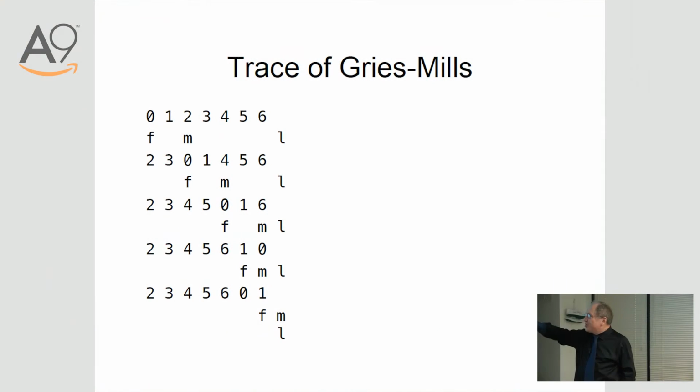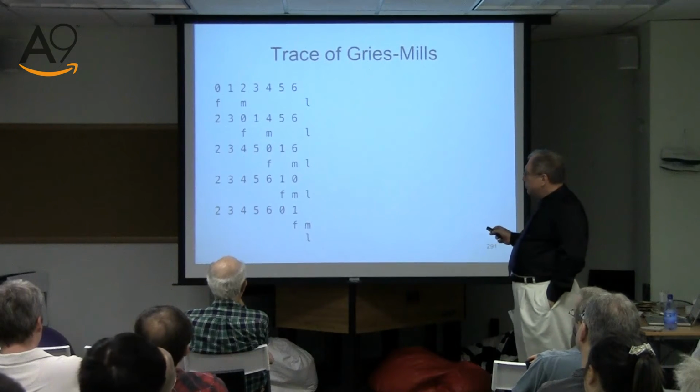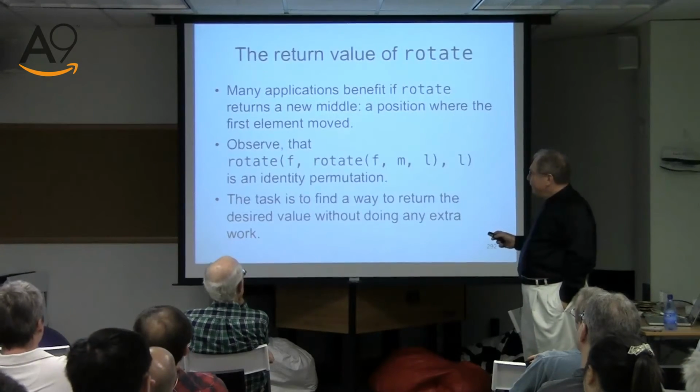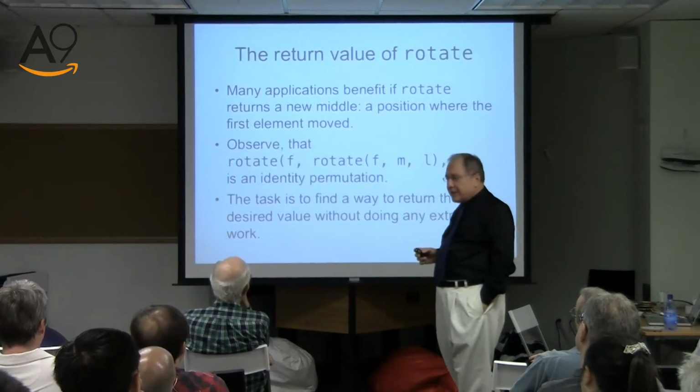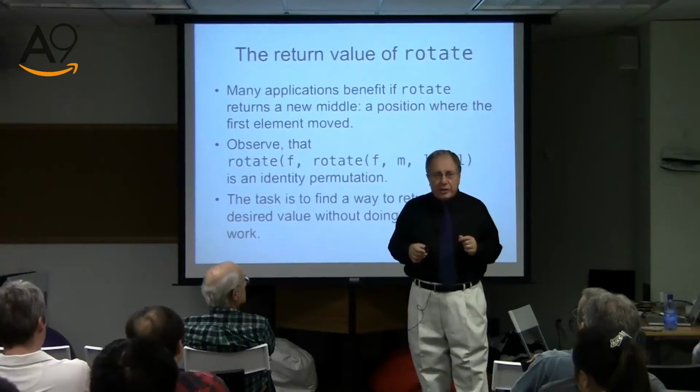So this is, by the way, the trace of Gries-Mills. It just shows how it works. And now we go to a very difficult point. You see, in some cases, like in the case of swap ranges, what you return is easy. You see it right away. It's much harder to do it in case of rotate. That is, there is nothing which naturally falls out of the Gries-Mills algorithm to return.